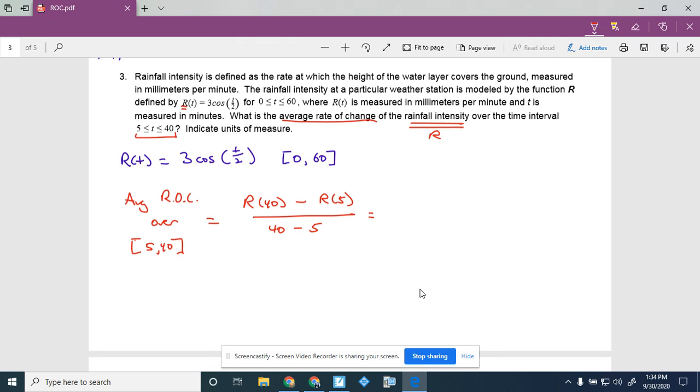I'm actually going to use my calculator for a little help here, and you can do the same. So you're going to do 3 times the cosine of 40 over 2, right? So 40 over 2 is 20. So you're going to get 3 cosine of 20. And I'm just going to crunch the whole thing. Then it's going to be minus 3 cosine of 5 over 2, right? So that'll be a number. And then when you get that number, you're going to divide that by 35. So you should do that. And at the end of the day, when you do that, you're going to get 0.1036. Now, what are the units here?